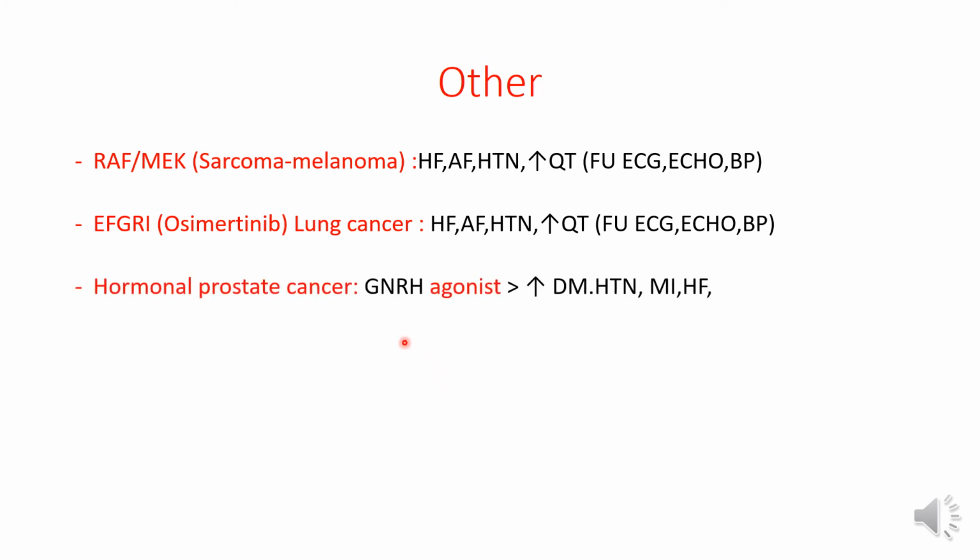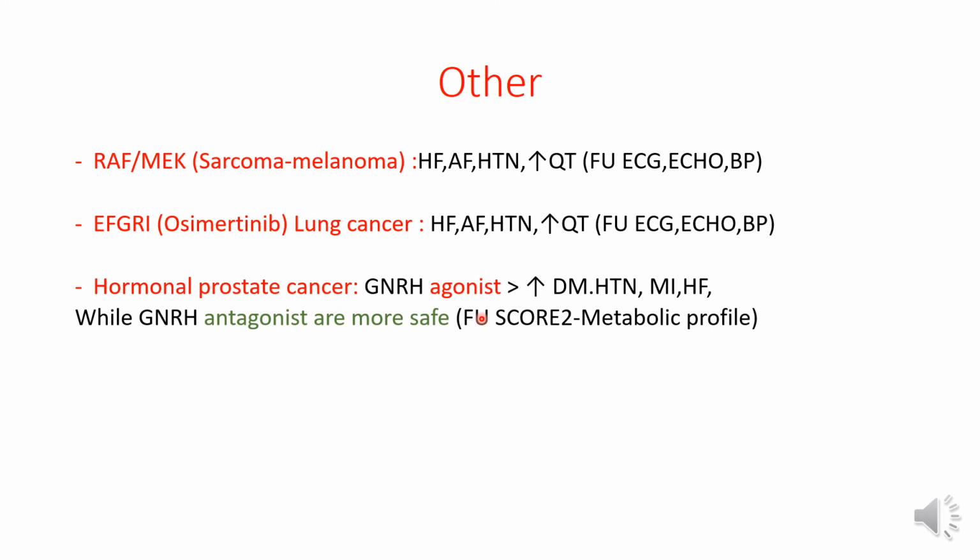Hormonal therapy for prostate cancer, which includes GnRH agonist. This drug causes a metabolic syndrome-like state, dyslipidemia, diabetes, and hypertension, increasing the incidence of ischemic heart disease and heart failure. We have another option if we have a patient with a high risk for coronary artery disease, which is the GnRH antagonist, which is safer in such patients. And again, surveillance with score, risk assessment, and metabolic profile with A1C and lipid profile is important in patients receiving hormonal therapy.